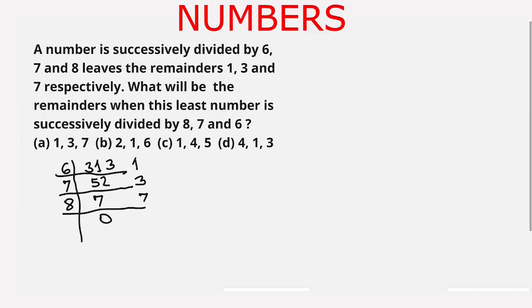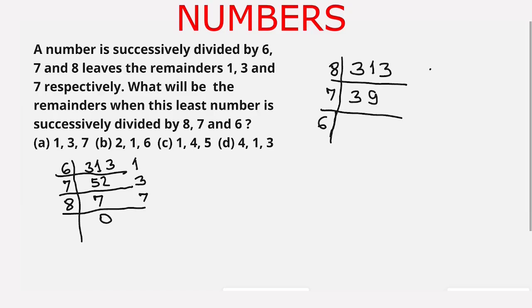Now we have to divide this number 313 successively by 8, 7 and 6. 8 divides 313. 8 times 3 is 24. 31 minus 24 is 7. We carry 3, so it becomes 73. 8 times 9 is 72 and remainder is 1.